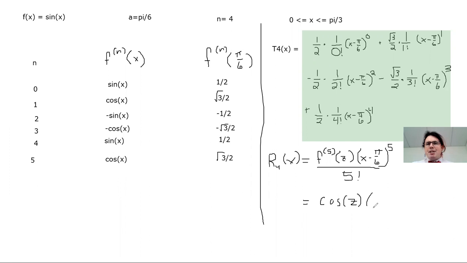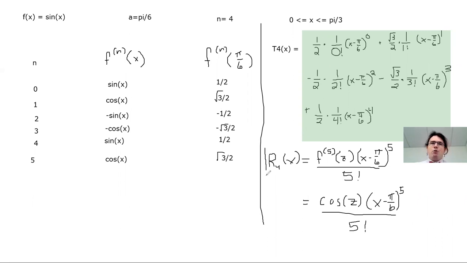And this is a place where the remainder formula is not explicit. All I really know about this mystery number z is that it's some number between x and the center value, pi over 6. So if x is larger than pi over 6, z will be to the right of pi over 6, but to the left of x. If x is to the left of pi over 6, then reverse all that.